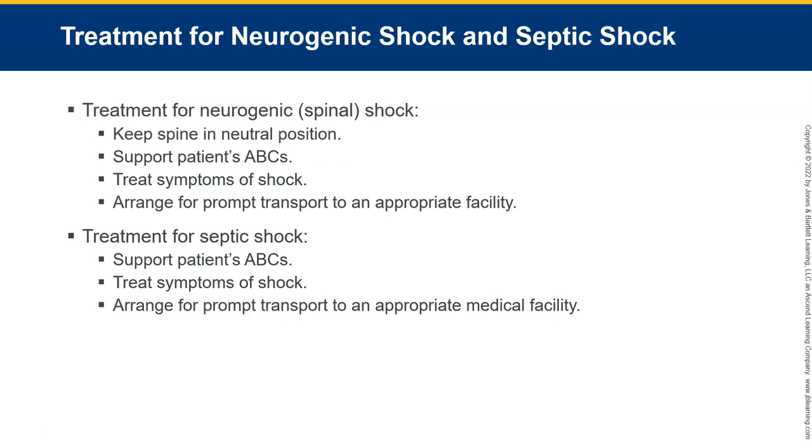Now, treatment for neurogenic shock and then septic shock. We're not changing a lot of things here. For neurogenic or spinal shock, we want to keep the spine in the neutral position. We want to do ABC, so general supportive care, right? We want to treat the symptoms of shock and arrange for transport, obviously. Whether that means oxygen, whether that means keeping them warm, all of those things. Same kind of thing for septic. We're going to do general supportive care, keep them warm, and give them some O2.